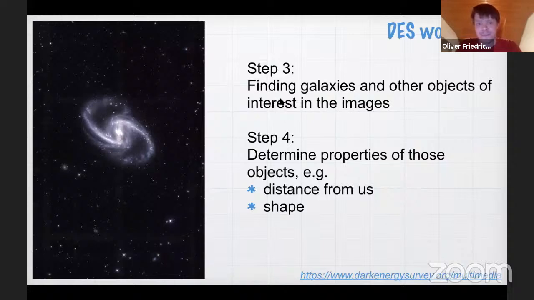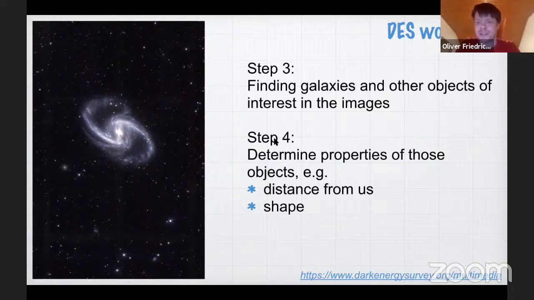Step 3 is, once we have the images and understand the quality of the images, find galaxies and other objects that we're interested in. And then once you have a catalog of these objects, determine properties of these objects. Determine how far away they are from us. This is a super complicated problem, to be honest, because we are looking at the sky and it's just a 2-dimensional surface. How do you even know, of one particular object on that surface, how far away it is?